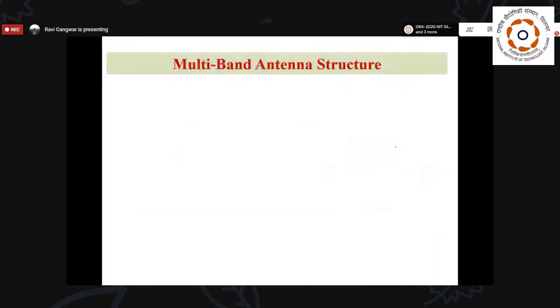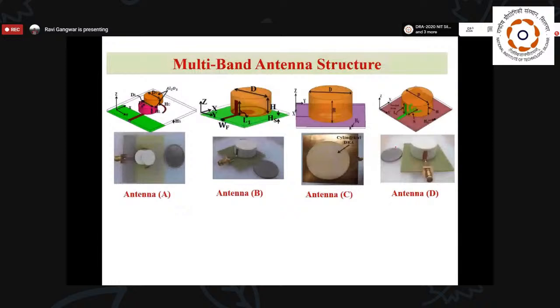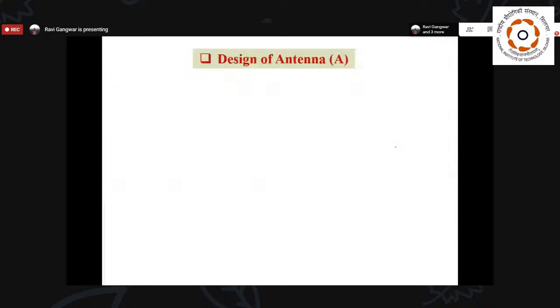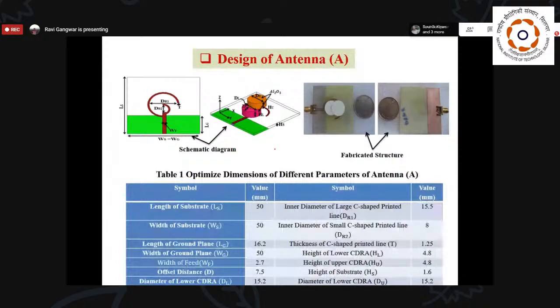So today I will discuss these 4 different kinds of structures, which are based on techniques that are available in the literature. The first structure that is shown here uses the concept of a hybrid DRA.